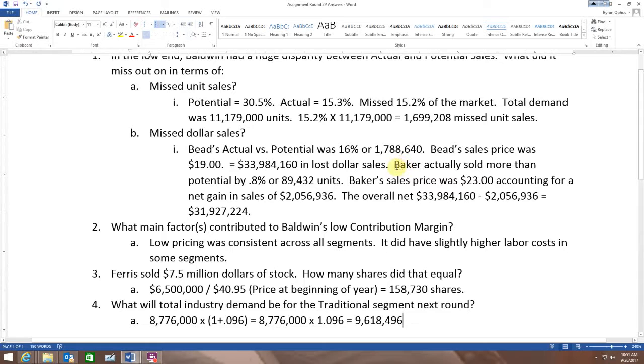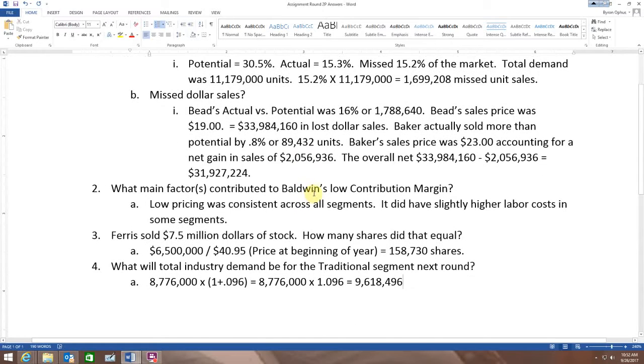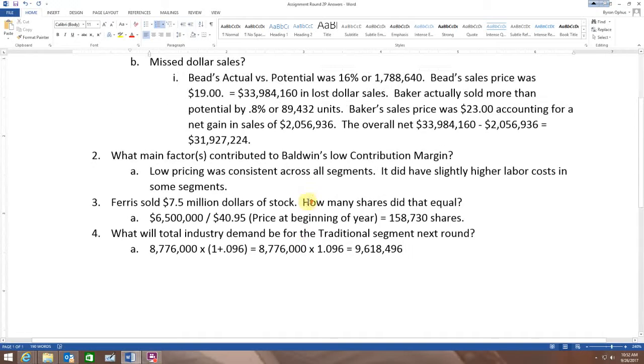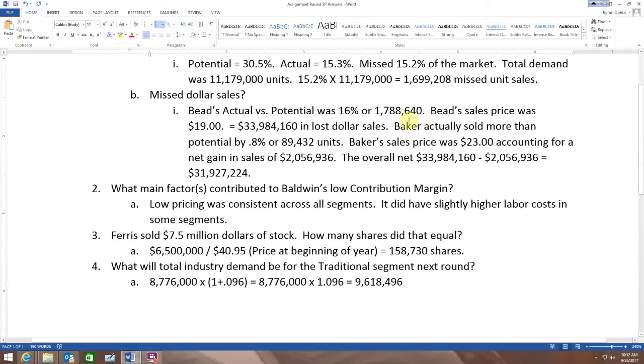Okay. Baker actually sold more than potential by 8%, so it sold an extra 89,000 units, and Baker's price was $23, so it counted for a net gain of a little over $2 million. So the overall net gain would be the difference between those two, actually, which is about $32 million. So again, if you took the 1.7 million times the 19, I'm probably going to give you reasonable credit for that. Maybe not full credit, but pretty close to full credit.